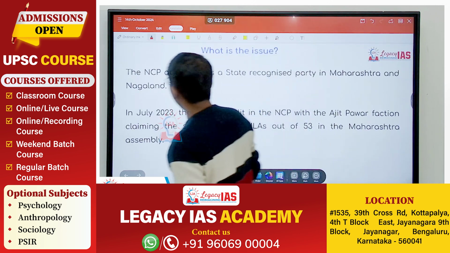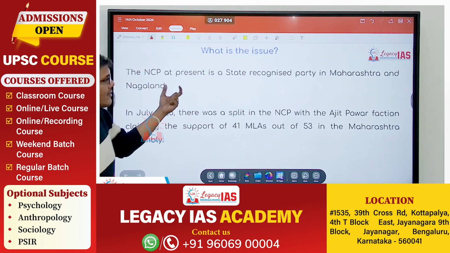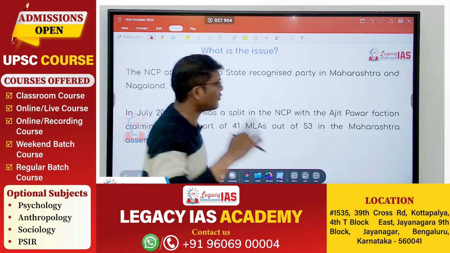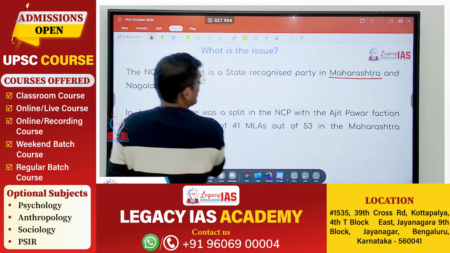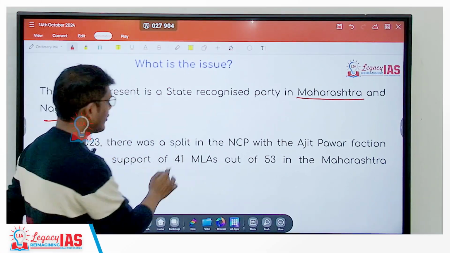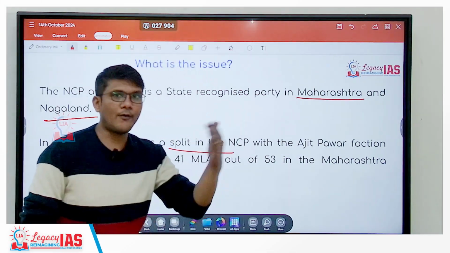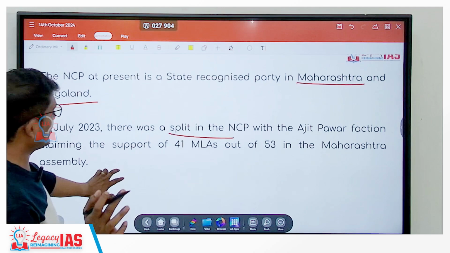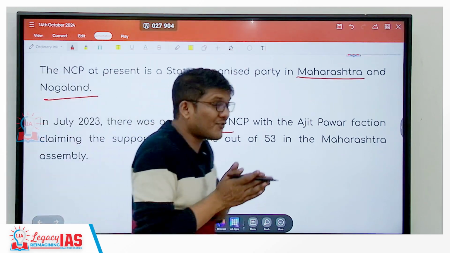Now, what is the issue here? The NCP is a state recognized party in two states. Which are those two states? Maharashtra and Nagaland. So what happened? Last year there was a split. So the Ajit Pawar faction is one, the Sharad Pawar faction is the other. Now what happened when this split happened?